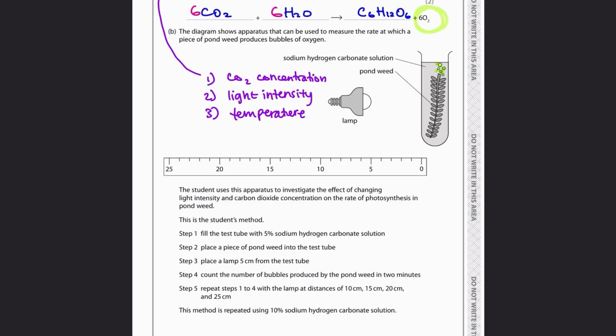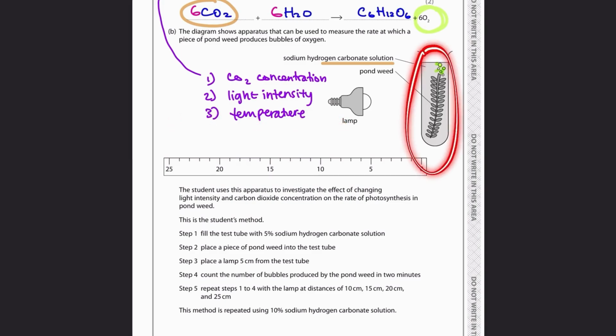And as I've said just now, the carbon dioxide comes from here. So just color code it in your mind as you go along. Okay, and then he counts the number of bubbles, which is the oxygen produced in 2 minutes. And then he repeats the whole thing for the following distances at 10 centimeters, and then 15, 20, and then 25. So he keeps moving the lamp farther away from that.